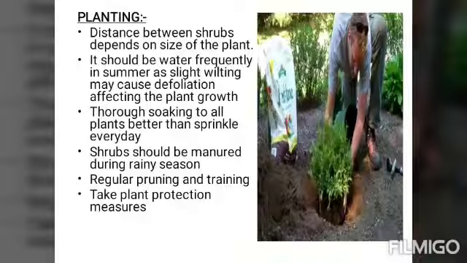And the fourth is that shrubs should be manured during the rainy season. So frequent watering should be done in the summer season, always remember that. And you have to add manure to the shrubs during the rainy season, with well decomposed farmyard manure or bone meal or horse meal, once or twice a year. And then regular pruning and training should be done as and when required.